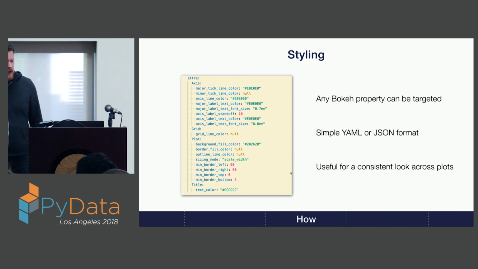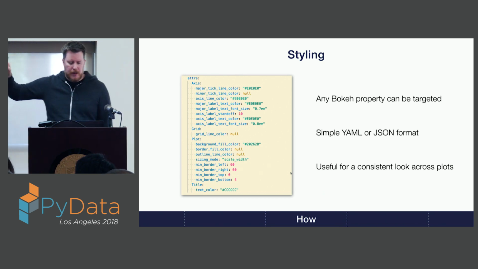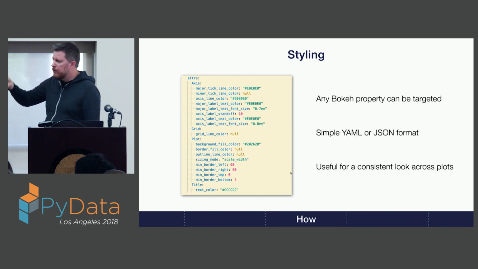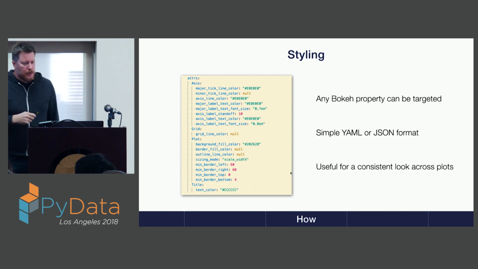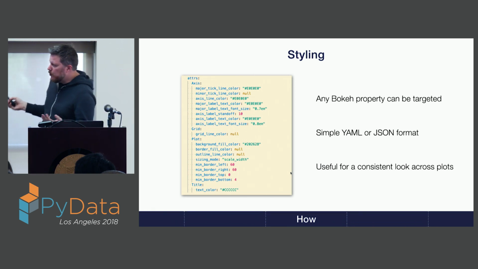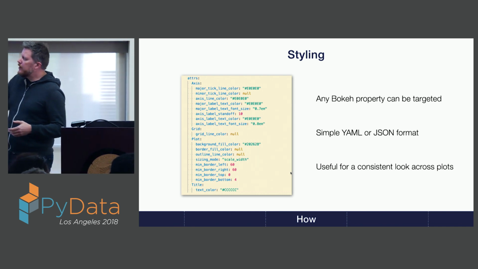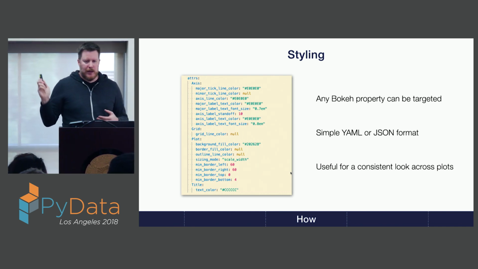So here we've got attributes for axes. I want to set all of the line colors for the major and minor ticks. I want to set the font size for the labels. I want to set the grid line color to null or whatever. So we can make our plots consistent very easily without having to write a lot of code by using these style sheets.